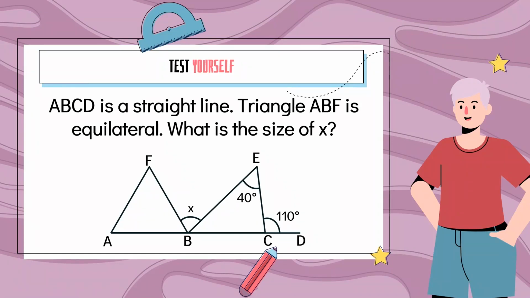It's now time to test ourselves. ABCD is a straight line. Triangle ABF is equilateral. What is the size of X? Press pause on the video for now. Take your time. Try to work out the answer. Then press play when you are ready to check your answer.